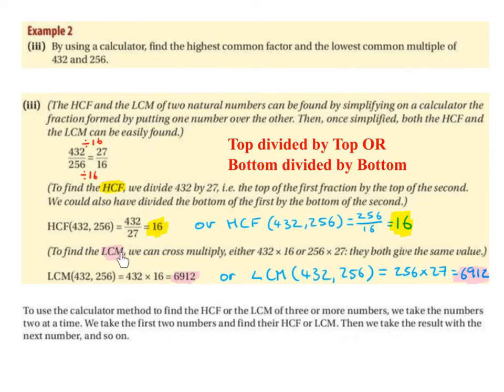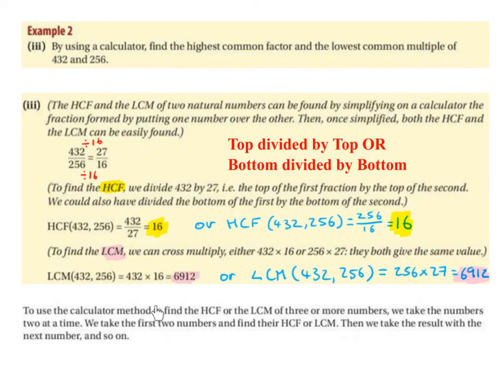Now to find the LCM, we can cross multiply either 432 times 16 or 256 times 27. They both give the same value. So cross multiplying the top left 432 by the bottom right 16, or the bottom left 256 by the top right 27, so we're cross multiplying. Doesn't matter which one we do. So 432 times 16 is 6,912, and 256 times 27 is also 6,912. So this is how we use the calculator to find the LCM or the HCF.